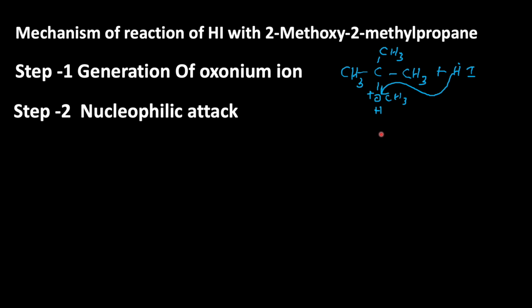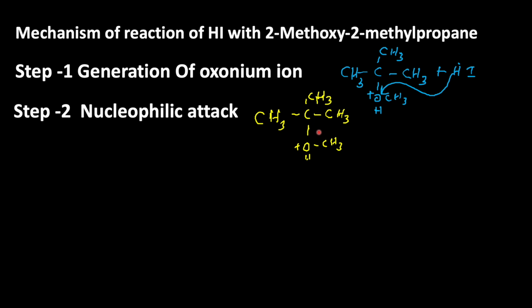Step 2 is a nucleophilic attack. During the nucleophilic attack, the iodide ion acts like a nucleophile. Iodide ion is a very good nucleophile. Because of this oxonium ion, that means because of the positive charge on that oxygen atom, the bond between carbon and oxygen becomes weakened and it starts to break. To understand better, let us draw this oxonium ion once again for step 2. Because of this oxonium ion, the bond between carbon and oxygen becomes weakened and it starts to break.